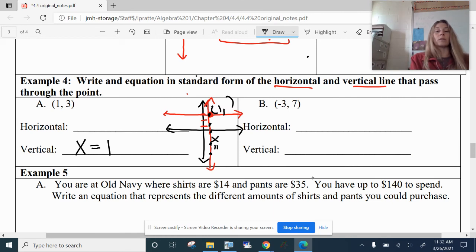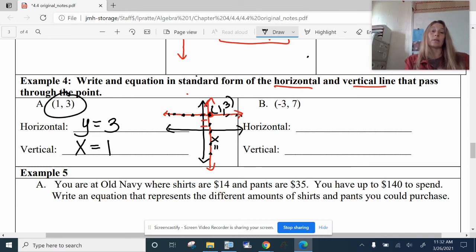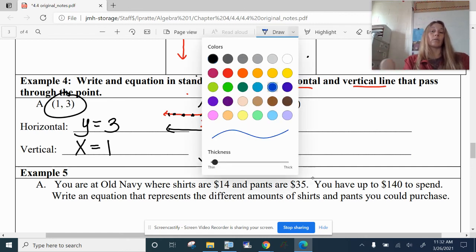And then the horizontal line, if this is a 3, all the other points on that line also are going to have a y value of 3. So your horizontal line's equation would be y equals 3. So we don't really need to draw this because we had that point given to us, and it was saying the horizontal line going through that point and the vertical line going through that point.